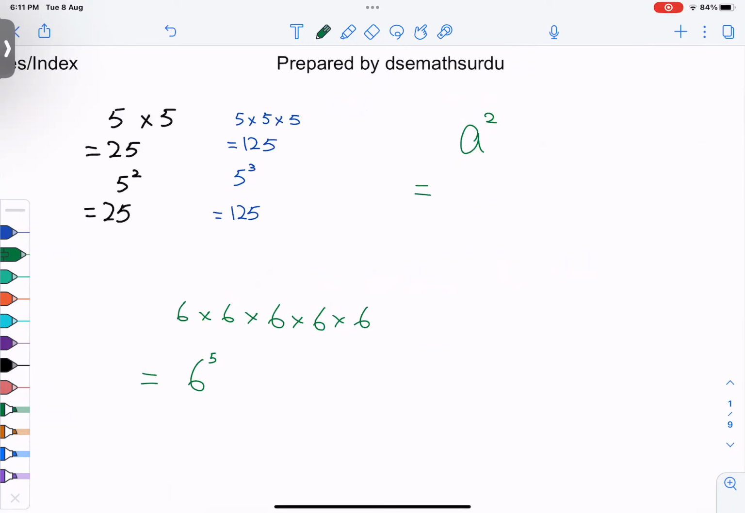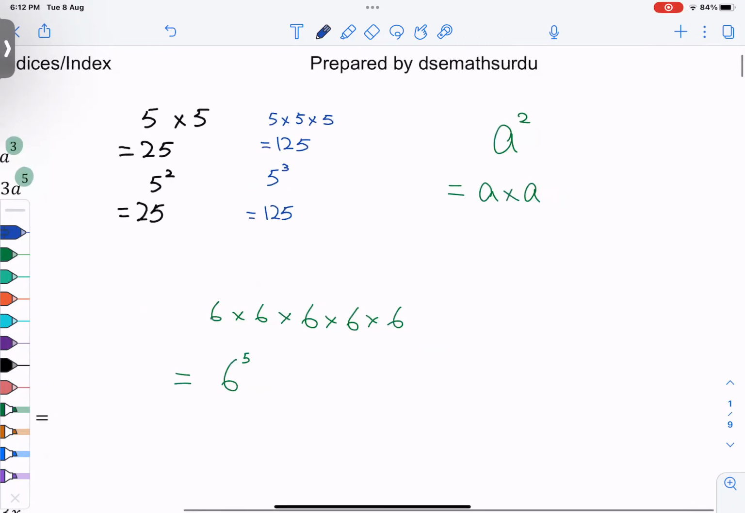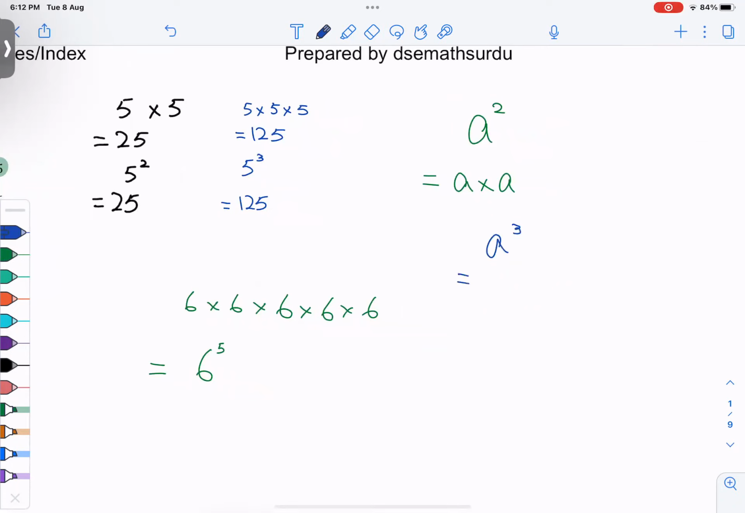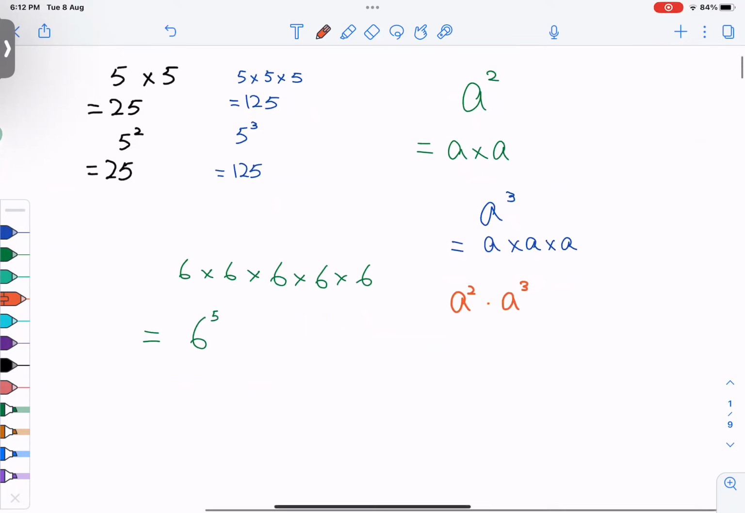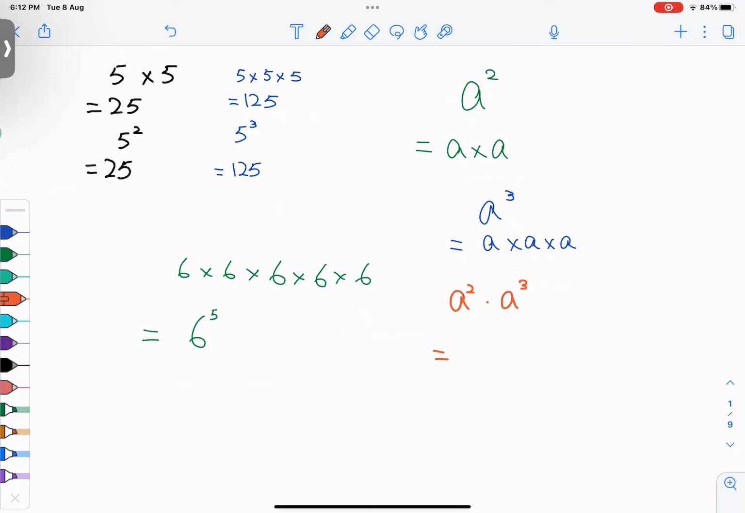Then can you tell me what does a square mean? A times A. Yep, a times a. And then how about a cube? A times A times A. So what if now I have a square here and also a cube here? What is this in total?